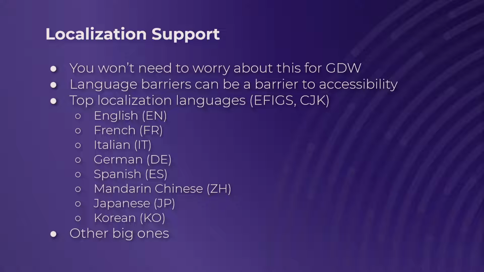But like I said, you won't really need to worry about this for GDW. I just wanted to bring it up as something that is technically under the umbrella of accessibility, but I don't see brought up too often. So some of the top localization languages, there's two main acronyms. There's EFIGS and there's CJK. So EFIGS stands for English, French, Italian, German, and Spanish, and that covers most of the European demographics.